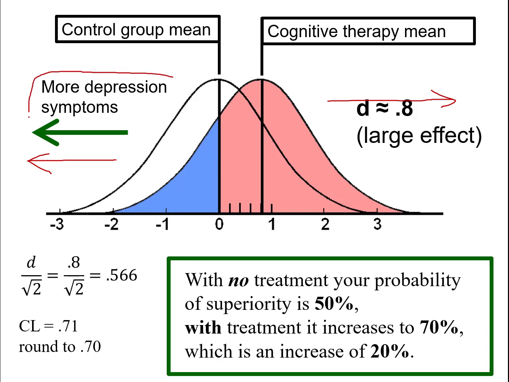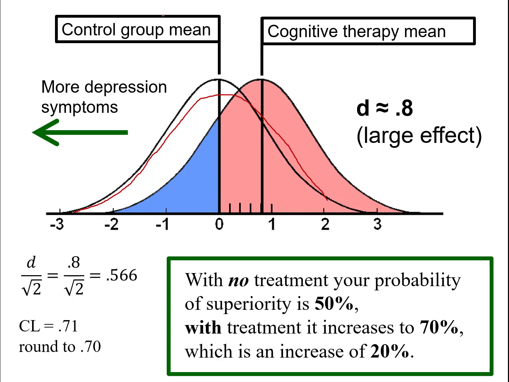And so I've labeled it more depression symptoms is going to the left in my picture. And I have the mean for my control group, the distribution of depression scores for my control group. And I've labeled that the control group mean is right here. And for my control group, I've marked off the standard deviation units at the bottom, 0, 1, 2, and 3.